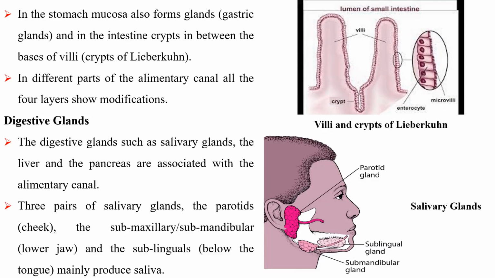In the stomach, mucosa also forms glands, and in the intestine, crypts in between the bases of villi. In different parts of the alimentary canal, all the four layers show modifications. Digestive glands. The digestive glands, such as the salivary gland, the liver, and the pancreas, are associated with the alimentary canal. Three pairs of salivary glands, the parotids, the submaxillary or submandibular, and the sublinguals, mainly produce saliva.